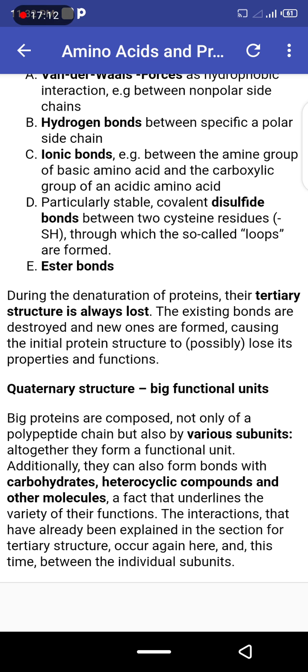Big proteins are composed not only of a full peptide chain but also of various subunits. Altogether they form a functional unit. Additionally, they can also form bonds with carbohydrates, heterocyclic compounds, and other molecules, a fact that underlines the variety of their functions. The interactions that have already been explained in the section on tertiary structure occur again here, this time between the individual subunits.